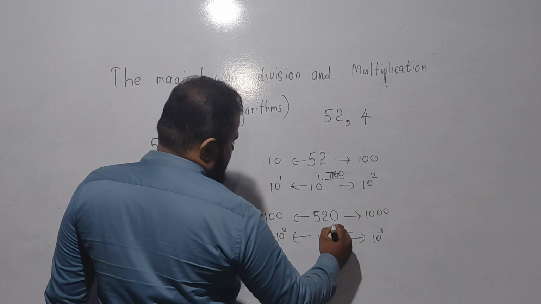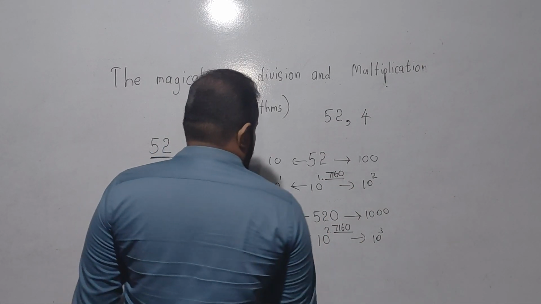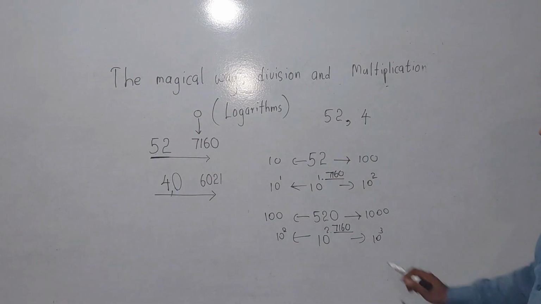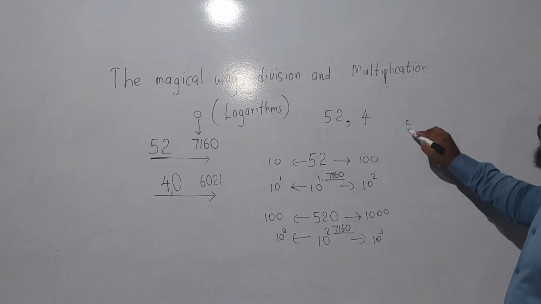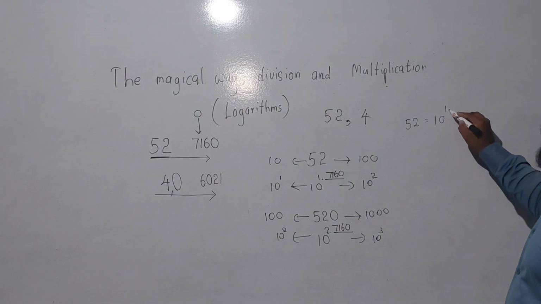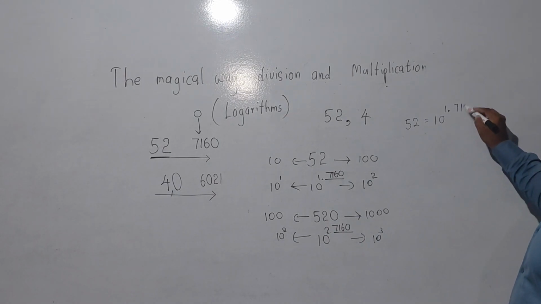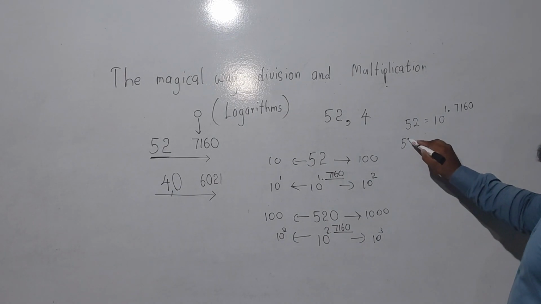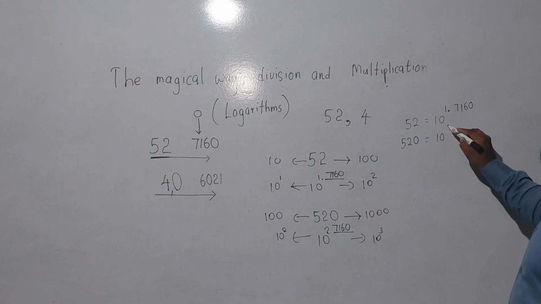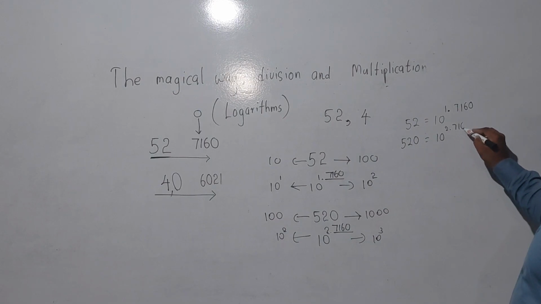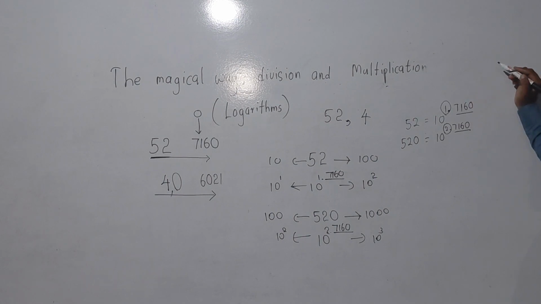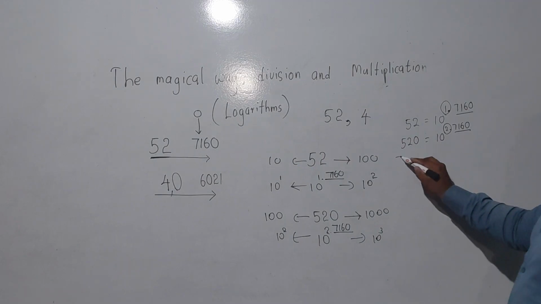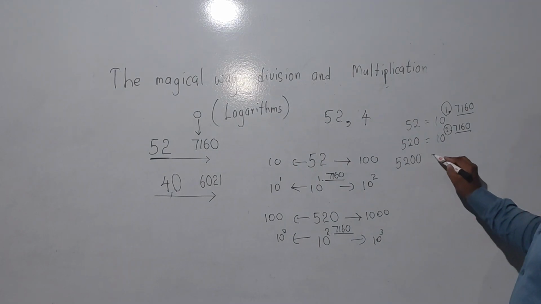7160. This is also 7160. So now you see how I define 520 and 52. 52 was 10 to the power 1.7160 and 520 was 10 to the power 2.7160. Same mantissa, different characteristics. Okay. So if we need the value of 5200, what we have to do?